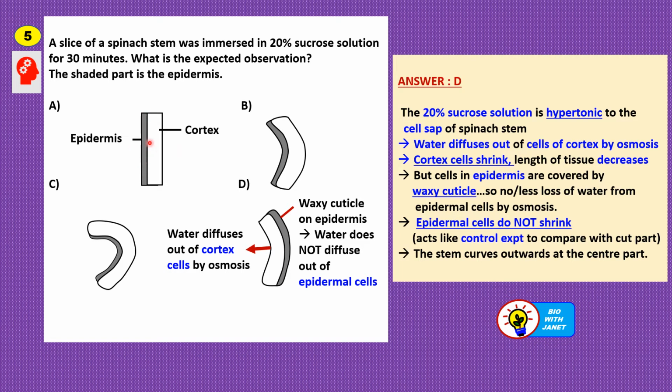So that's how we can understand the different observations shown here. A is for isotonic solution, B and C are for hypotonic solution, and D is when the stem is placed in hypertonic solution.